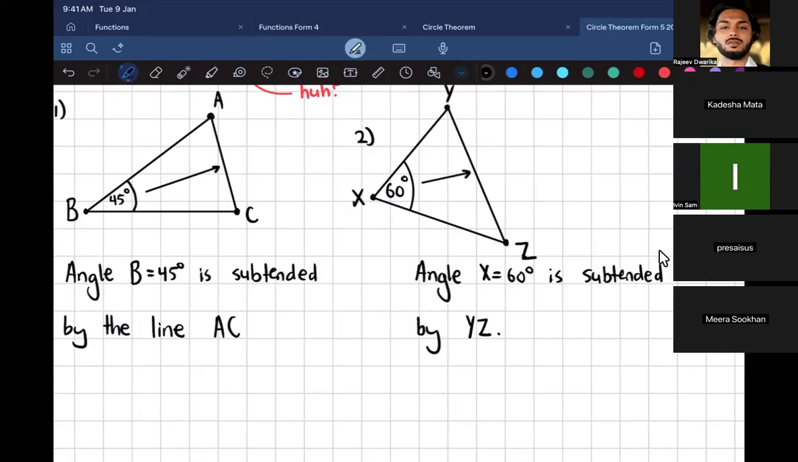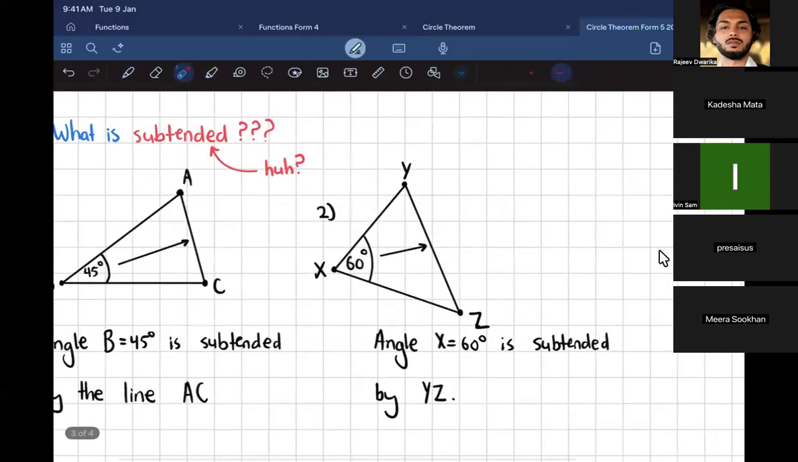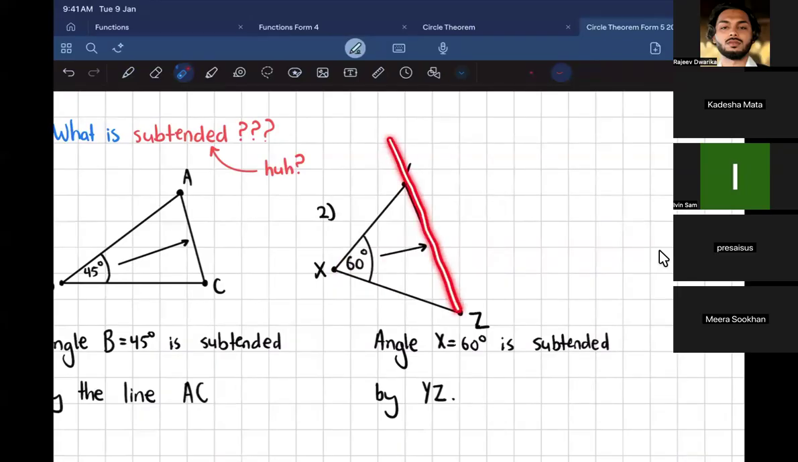Still confused? No, it makes sense now. And think about it, right, Mira? If you were to make this angle bigger, wouldn't this side be affected? Yeah, the other side would also have to be bigger. Exactly, and if I make YZ bigger, wouldn't that affect the angle? Yep. So subtended is just a relationship. So angle X is subtended by YZ.